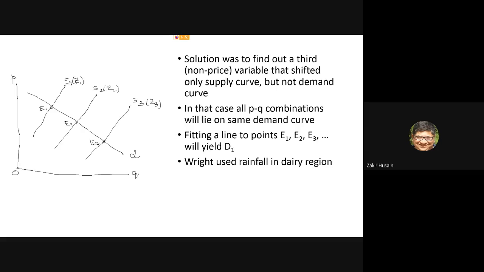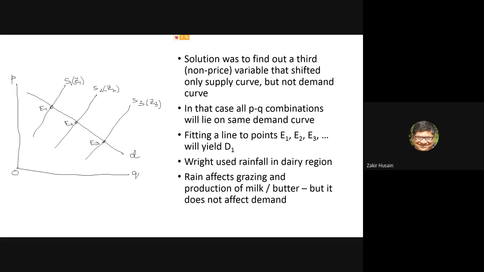Right, we used rainfall in a dairy region. So this will determine the productivity of supply. If you have rainfall, the grass will be higher, so the cows will be able to graze more and be more productive, but the demand curve will not be affected. So rain affects grazing and hence production of milk and butter, but not demand.